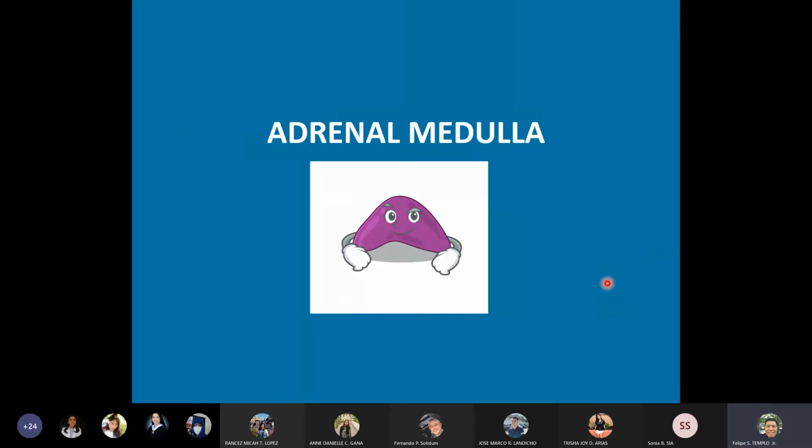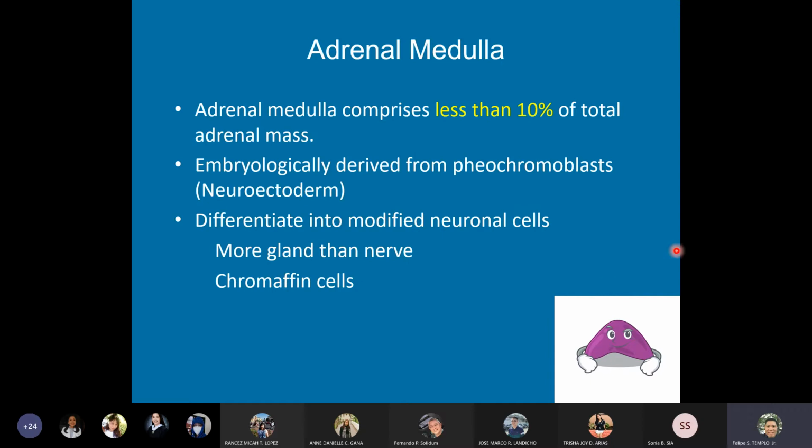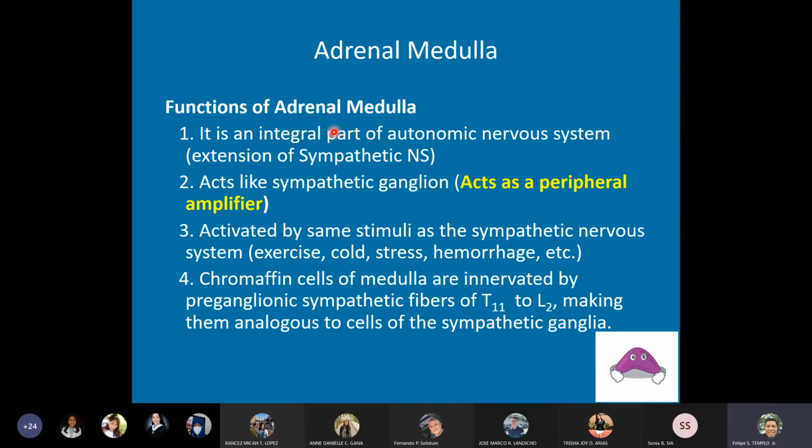So let's start with the adrenal medulla. For practical purposes, we can simply say this is an endocrine gland. It is less than 10% of the total adrenal mass. They are derived from your pheochromoblasts. They are more of nerve actually than endocrine, especially the chromaffin cells present in there. From this slide, it's actually part of your ANS, and they act as a peripheral amplifier.